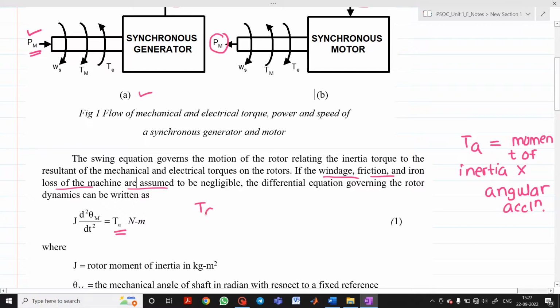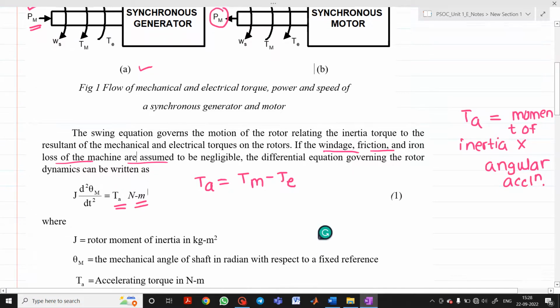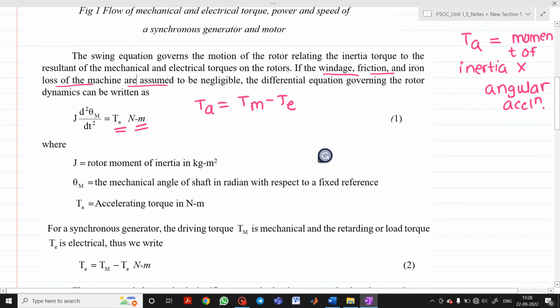This Ta is nothing but the difference between mechanical torque and electrical torque. Mark this as equation number 1, as it is the equation of the torque. Its unit is Newton meter. What is J here? J is the rotor moment of inertia in kilogram meter square. Then what is theta m? This theta m is the mechanical angle of the shaft in radian with respect to a fixed reference. Please remember, this is important. This is the angle with respect to a fixed reference.